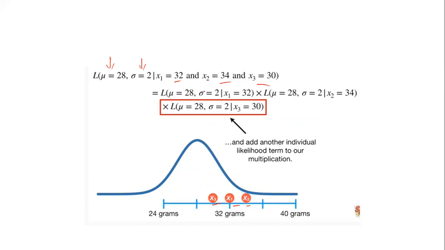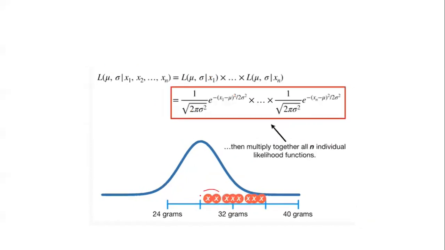Okay. So again we have to multiply all the three. Likelihood of mu 28, this is fixed for all the cases, for x1 32 into for x2 34 into for x3 30. If we have n data points, then the likelihood of mu and sigma for this value of mu and sigma, the likelihood estimation of x1, x2 up to xn is the likelihood of mu sigma with x1 into likelihood of mu sigma for x2, and so on and so forth, the likelihood of mu sigma for xn. So just multiply all these things.